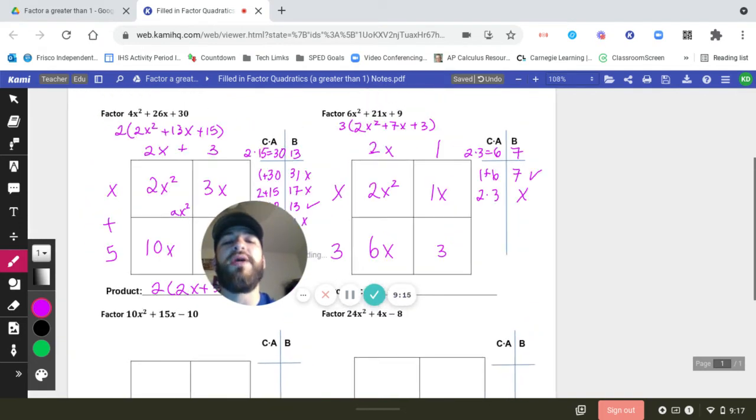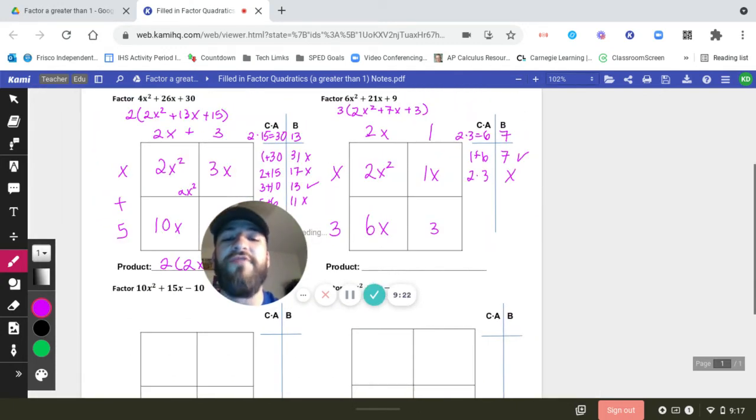And of course, 2x squared, 2x squared. 1x plus 6x is 7x. And 3 is 3. So everything matches up. So our final answer, don't forget your GCF. So 3, parentheses, 2x plus 1, parentheses, x plus 3.